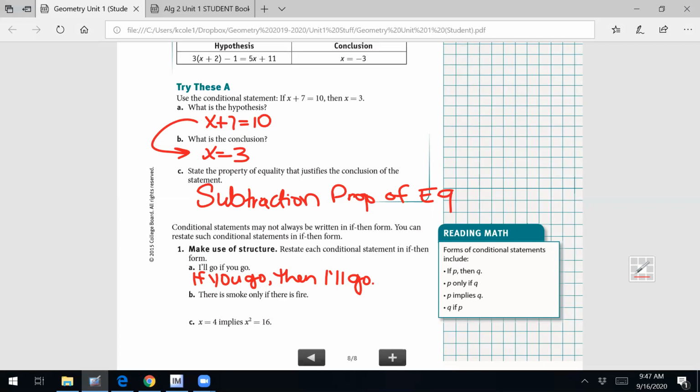All right, and look, you can see it here too. You can see these different forms of conclusions can be written. The next one says there is smoke only if there is fire. So here's our only if. Okay, so how would we rewrite that as an if-then statement? If there is smoke, then there is fire. No. And let me tell you why. Let me write this first and I'll tell you why it cannot.